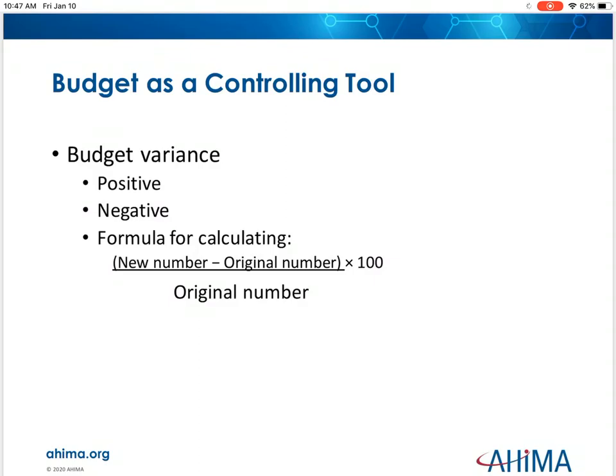Both the budgeted amount and the actual amount spent are shown on the report. So we talked about that, the budgeted amount and the actual amount. The HIM manager reviews each category to determine if there is a budget variance. If the actual amount spent is less than budgeted, then that's a positive variance. If the amount spent is more than budgeted, then that's a negative variance.